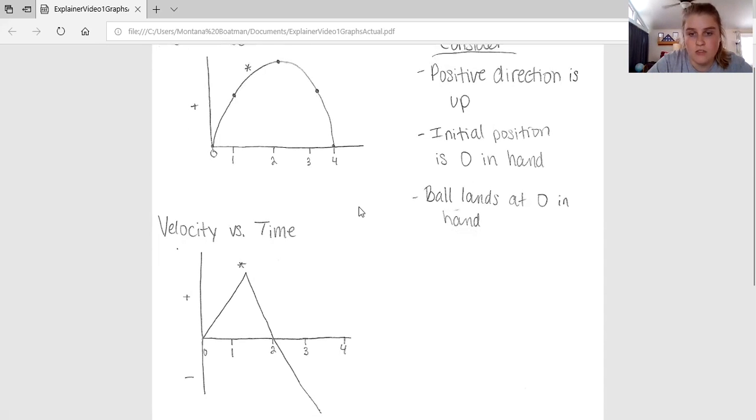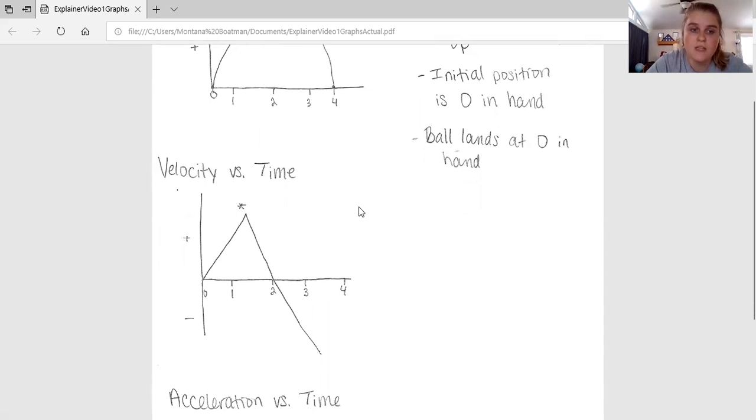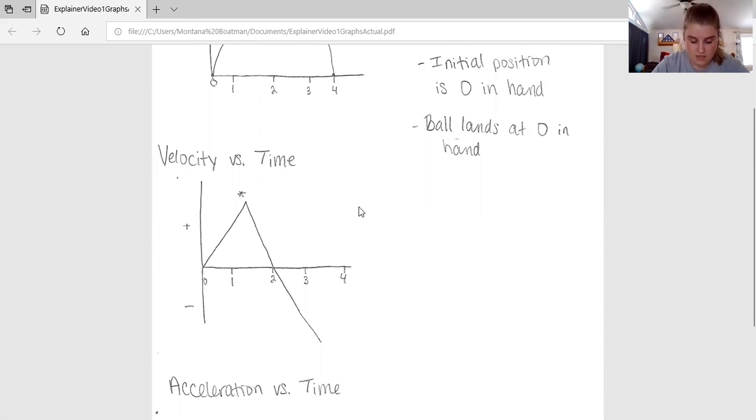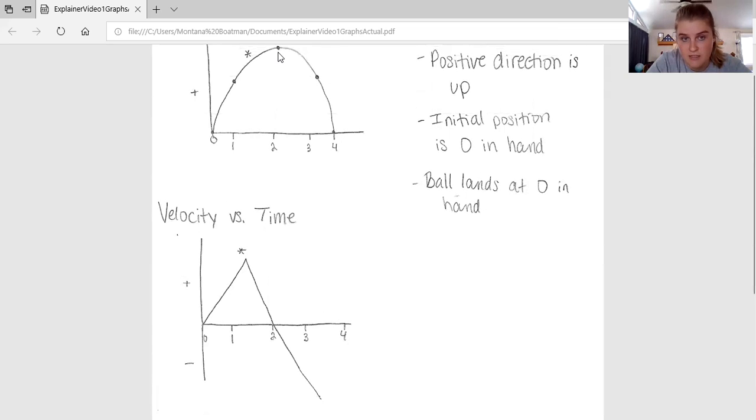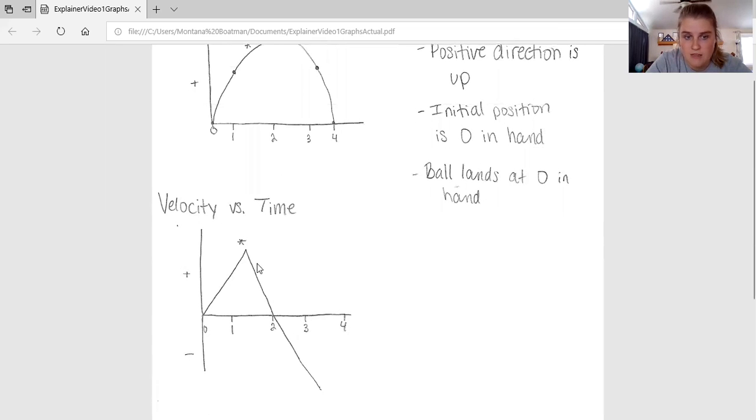So we're going to move on to the velocity versus time. In this graph, there is a constant velocity in the positive direction as the ball goes up until it slows down. This star right here is when the ball slows down before the highest peak, and this is the highest velocity.